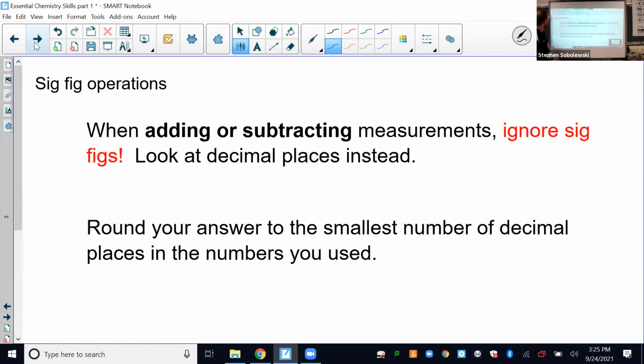Okay. Last thing we're going to cover here is sig fig operations when it comes to adding or subtracting. However, notice in red, ignore sig figs. We don't think about sig figs when we add or subtract. We look at decimal places instead, or really technically just places, meaning like the tens place or the hundredths place or the ones place. We look at the places. Round your answer to the smallest number of decimal places or places in the numbers you used.